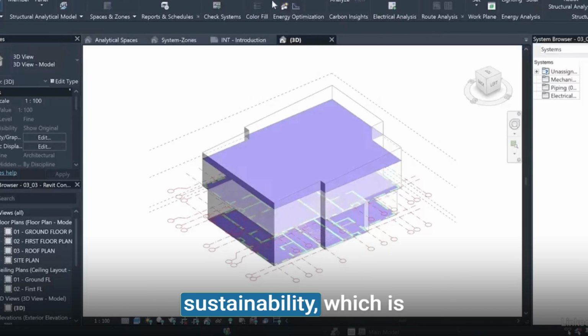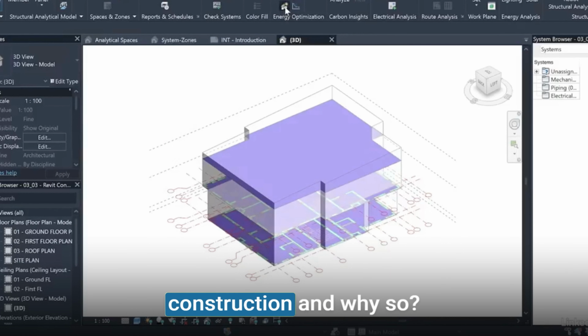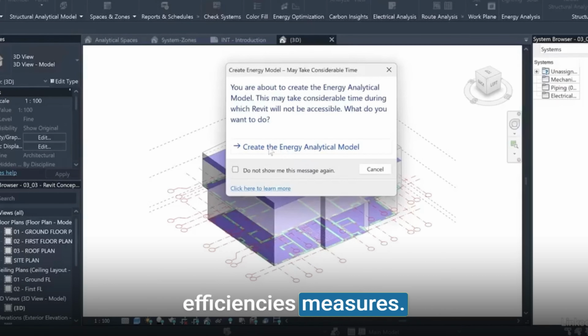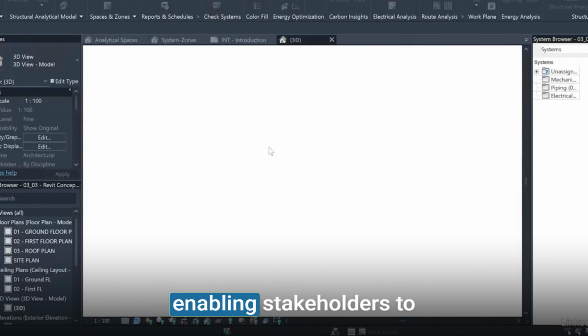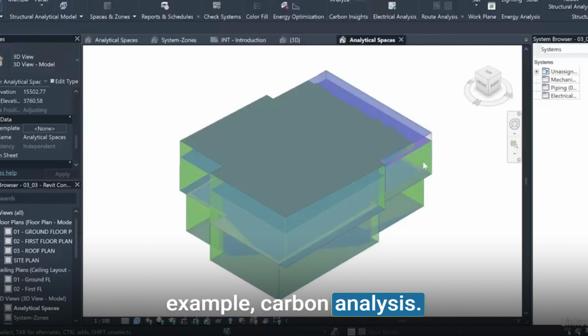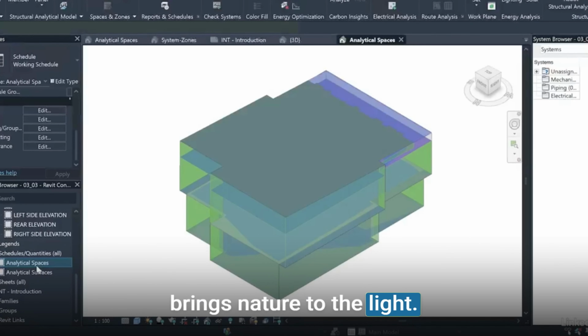Then comes the sustainability, which is the sixth dimension. Sustainability is increasingly important in modern construction. And why is it so? It integrates environmental data, energy efficiency measures, and life cycle analysis, enabling stakeholders to take informed decisions that minimize the project's ecological footprint. For example, carbon analysis to encourage the stakeholders to go for eco-friendly materials and for lean construction. Then comes the energy consumption or daylight or lighting analysis to reduce the use of artificial resources and bring nature to the light.